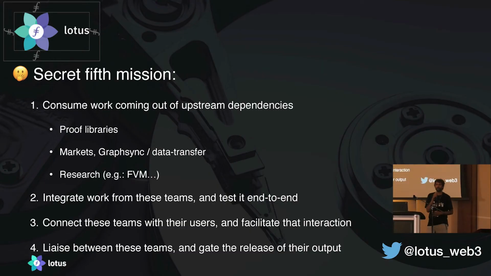Which brings me to our secret fifth mission, which often takes up a good amount of our time, which is basically shipping the work of the folks upstream. So proofs are an example of this, where there's active work always being done on our proofs of replication. There are even ideas for how to replace the proof of replication that we currently have with new, better versions that could come in the years to come, or research-based projects.